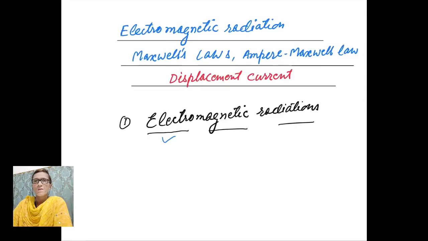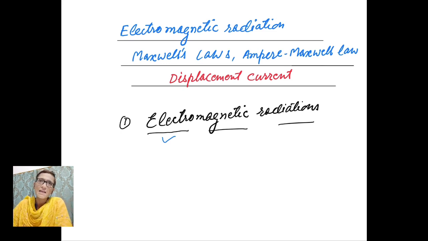Hi, today we will learn electromagnetic radiation. As we see electromagnetic radiations, we feel electromagnetic radiations all around us. There is solar radiation, heat radiation, and there are so many other radiations coming from cosmos.